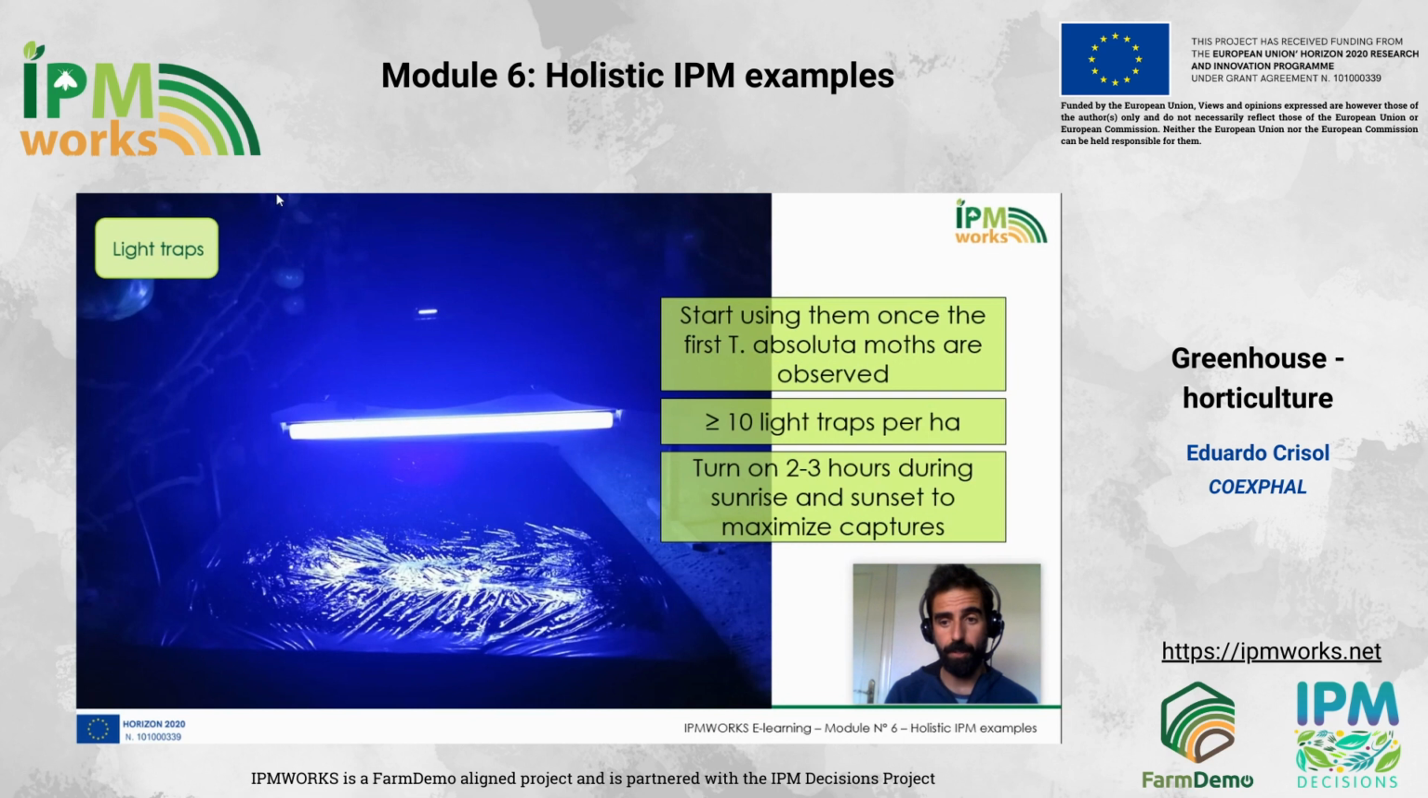So it is important to mention some practical considerations: we should be using light traps once we start to see some of the Tuta absoluta moths in the crop. It is advised, based on our empirical experience, to use at least 10 light traps per hectare, and then turning them on 2 to 3 hours during each sunrise and sunset time to maximize the captures of Tuta absoluta.